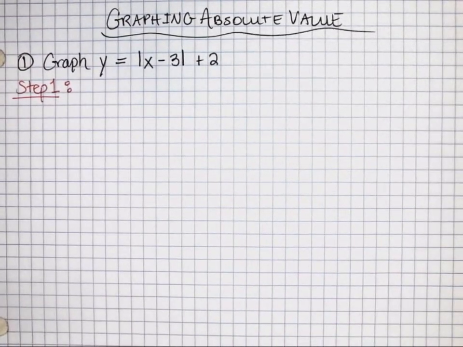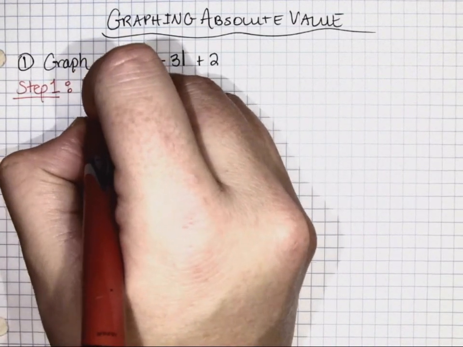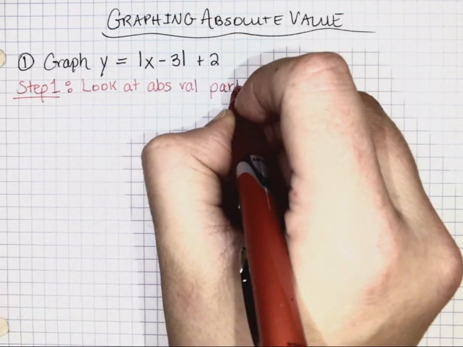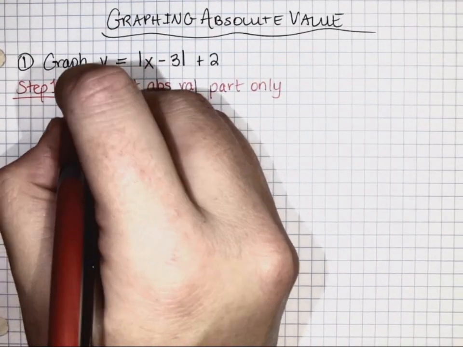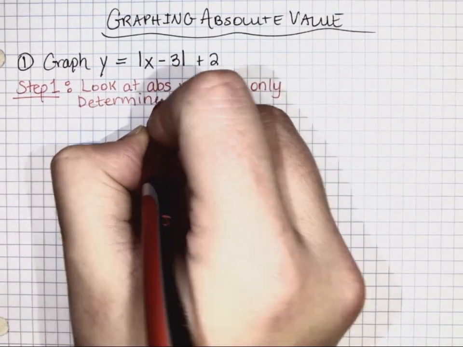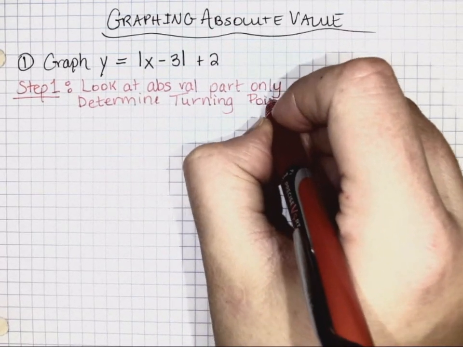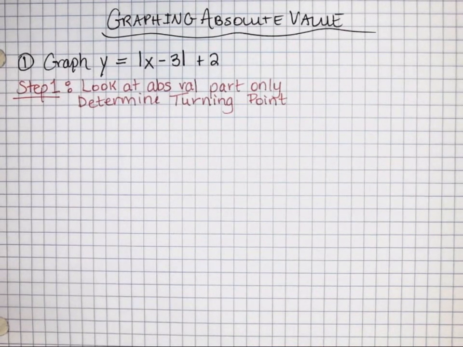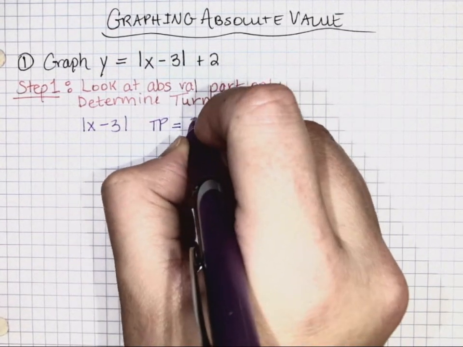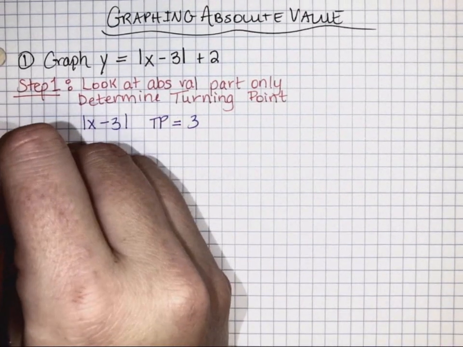Step 1. You want to look at your absolute value part only, and determine your turning point. So I'm looking at x minus 3, just that part. My turning point I can easily see is 3. That's what would make the inside be 0, if x was 3. Okay, step 2.